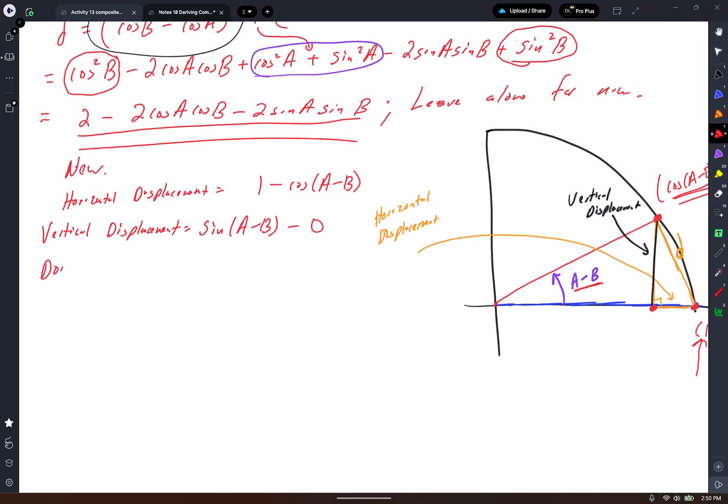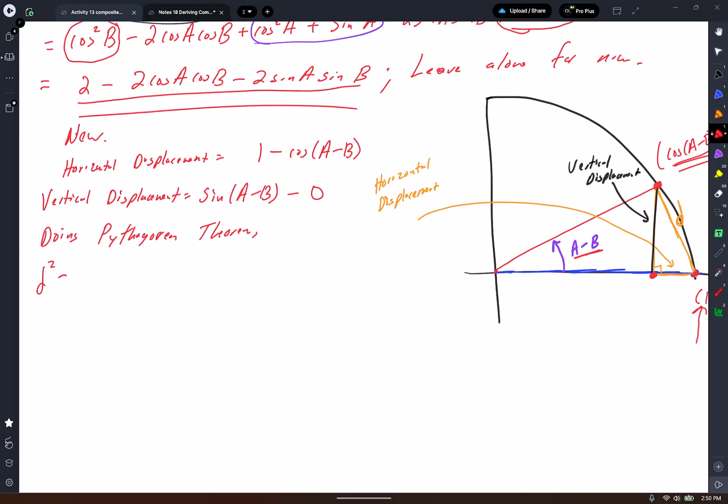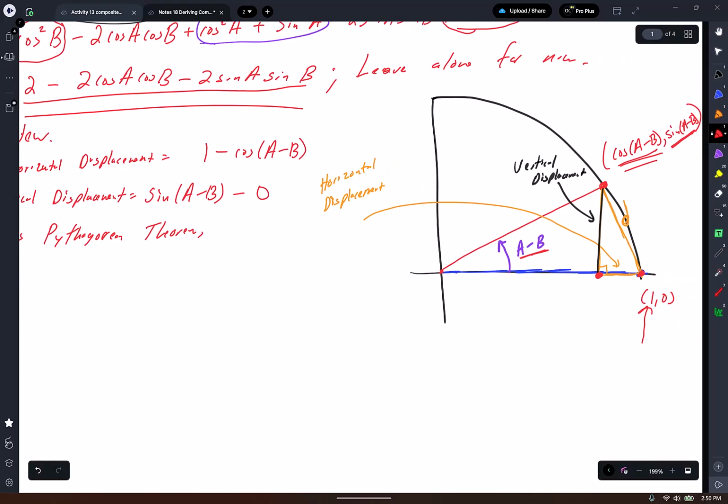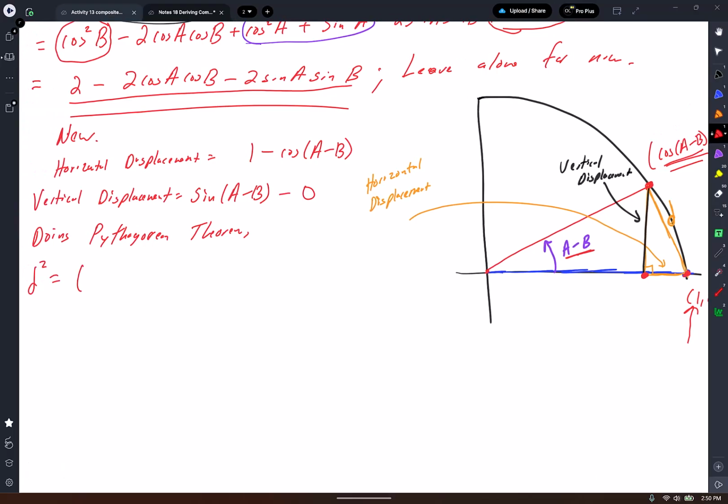So, doing the Pythagorean theorem: a squared plus b squared equals c squared. I'm just going to go ahead and call it d squared right off the bat. d squared equals the horizontal displacement squared, so I'm going to write parenthesis 1 minus cosine of a minus b, close, squared, plus the vertical displacement squared, sine of a minus b minus 0, close, squared.